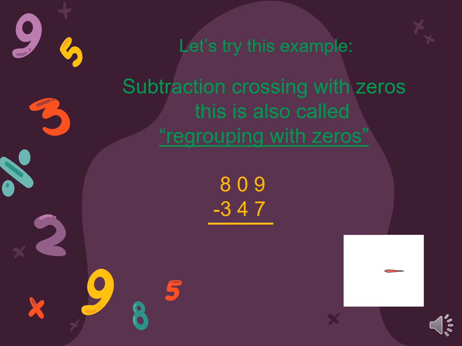9 minus 7 equals 2. 0 minus 4, we cannot subtract a big number from a small number. So what we are going to do, we borrow 1 from 8 so that the 0 will become 10 and the 8 will become 7. So 10 minus 4 equals 6 and then 7 minus 3 equals 4.